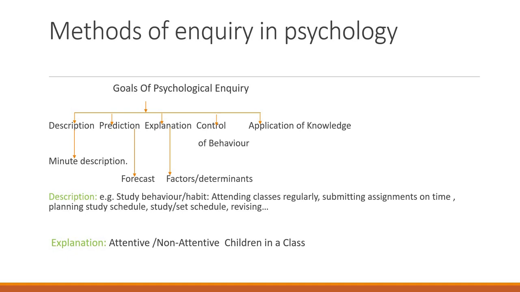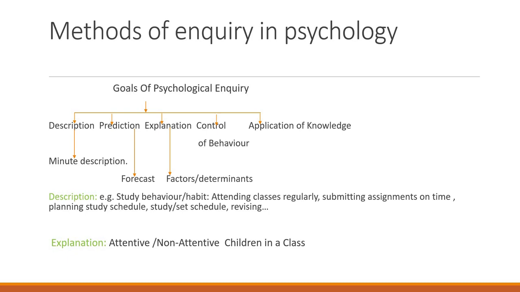Prediction. The second goal of scientific inquiry is prediction of behavior. If you are able to understand and describe the behavior accurately, you come to know the relationship of a particular behavior with other types of behaviors, events, and phenomena. You can then forecast that under certain conditions, this particular behavior may occur within a certain margin of error.